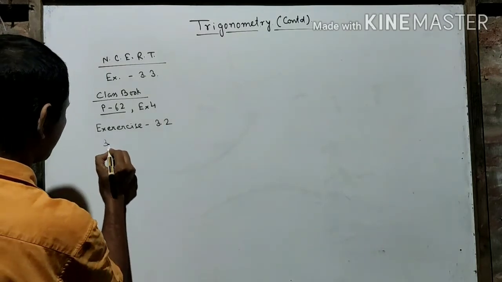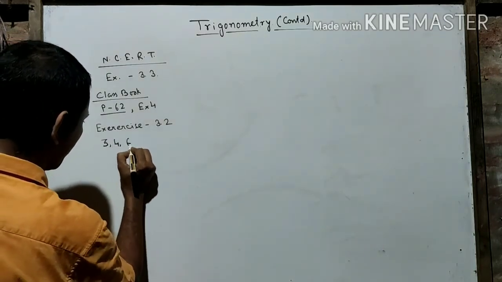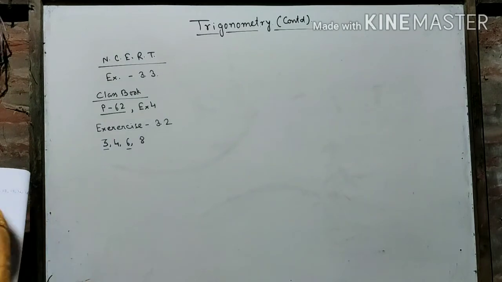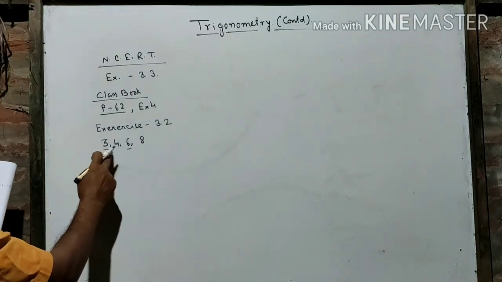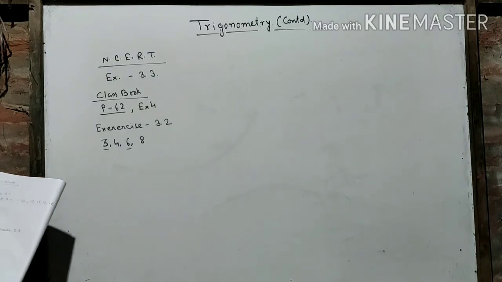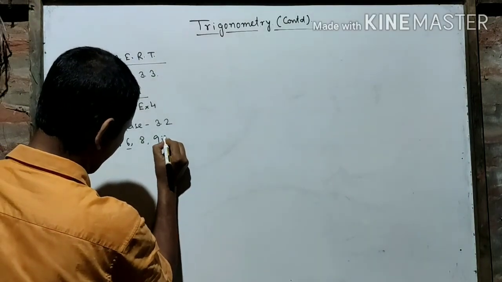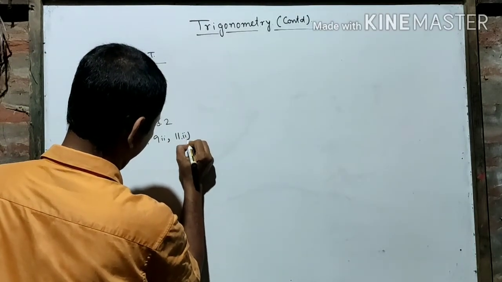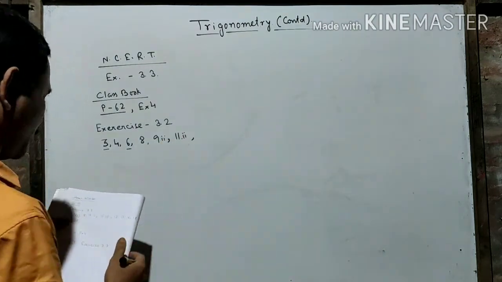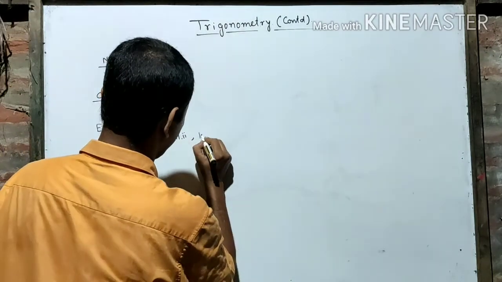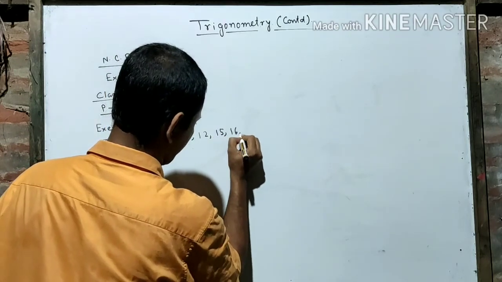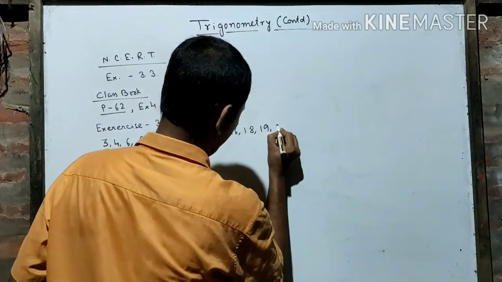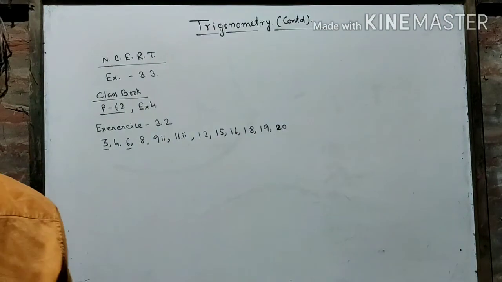question number 3, 4, 6, 8. 3 and 6 were given earlier, I think. Okay. If you have already solved it, no need to solve it again. 2, 4, 6, 8. Under question number 9, Roman 2. Then question number 11, Roman 2. Then 12, 15, 16, 18, 19, 20. So try to solve all these questions.